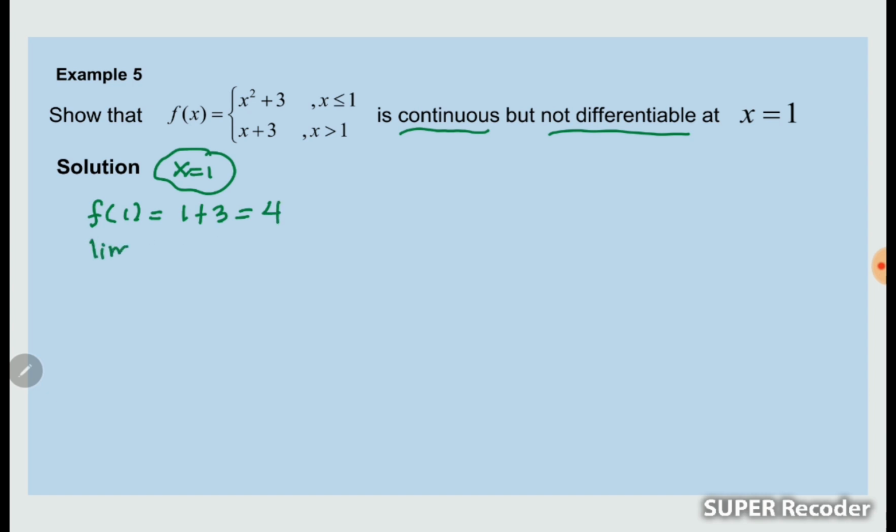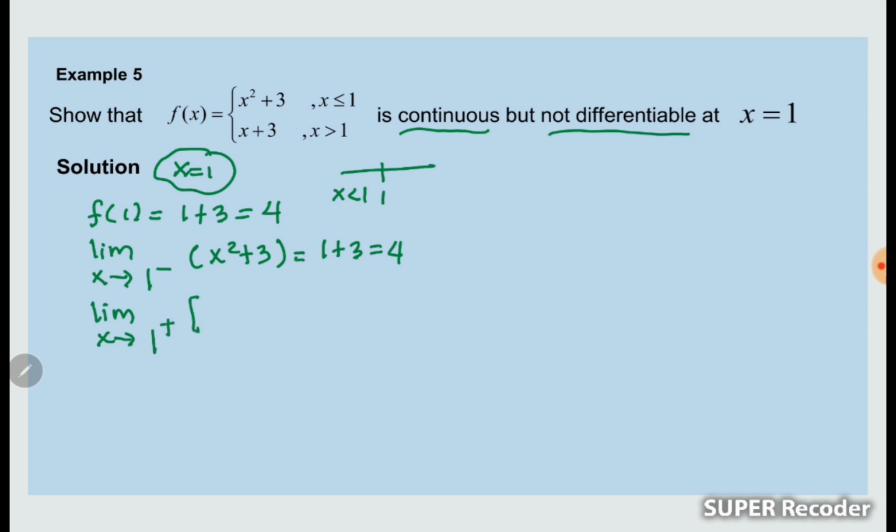Second one, you have to find out the limit when x approaching 1 from the left. So 1 from the left means, if here is 1, left means x less than 1, the function is x squared plus 3. So the answer is 1 plus 3, that is 4. Find out also the limit when x approaching 1 from the right. So right means more than 1, that is x plus 3. So the answer is also 1 plus 3, that is 4.